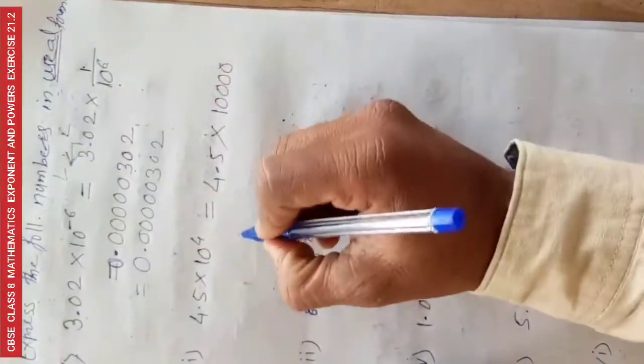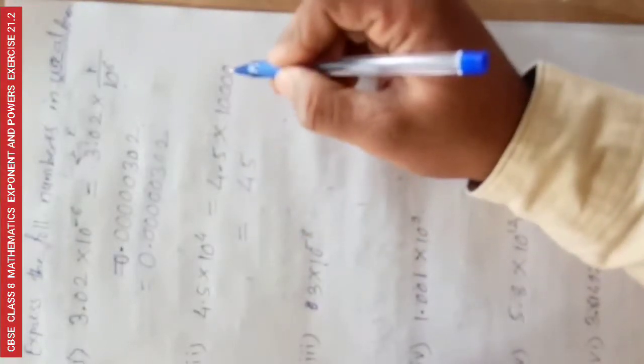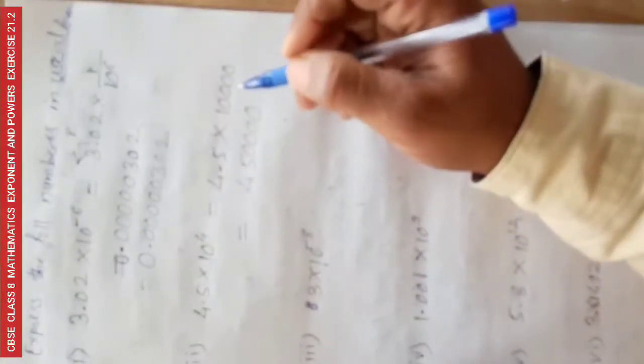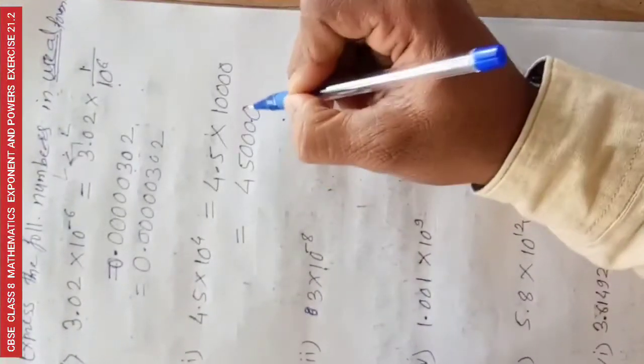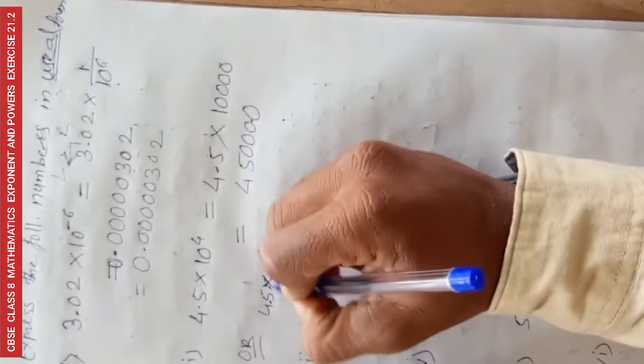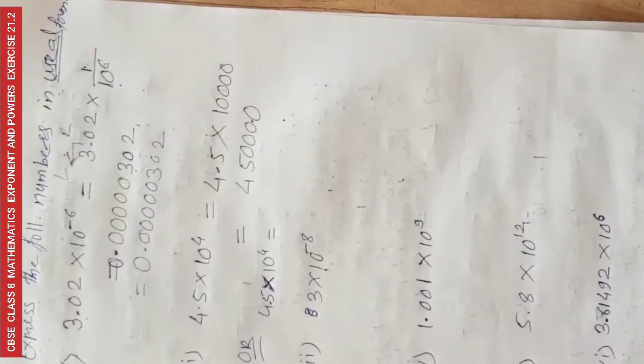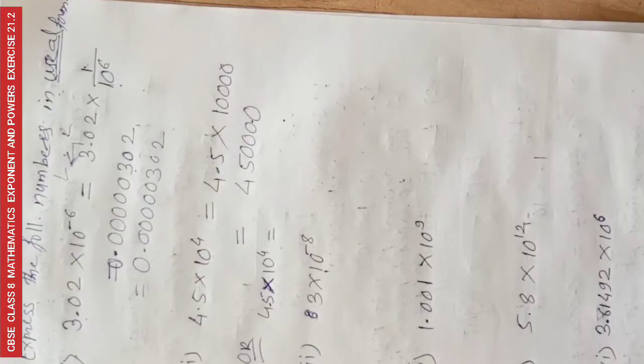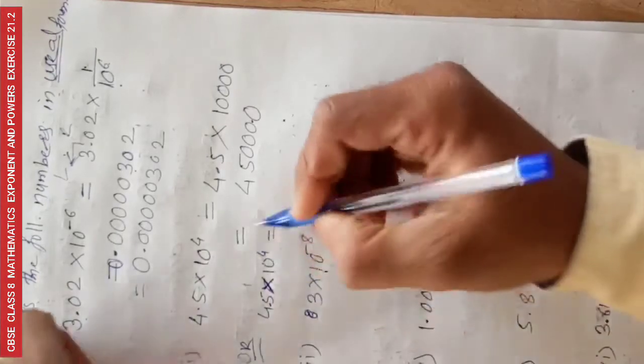So here just do the multiplication. 45 into 1, that means 45, and the decimal point is shifted after how many places? Given the decimal point, 1, 2, 3, 4, and this is shifted from the 1 place. So here, 4.5 into 10 raised to the power 4, that means the exponent is positive. When the exponent is positive and the 10 raised to the power value is in the numerator, not in the denominator, at that time you shift the decimal point from left to right.